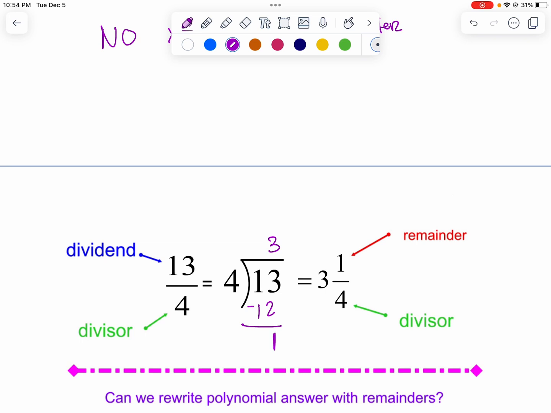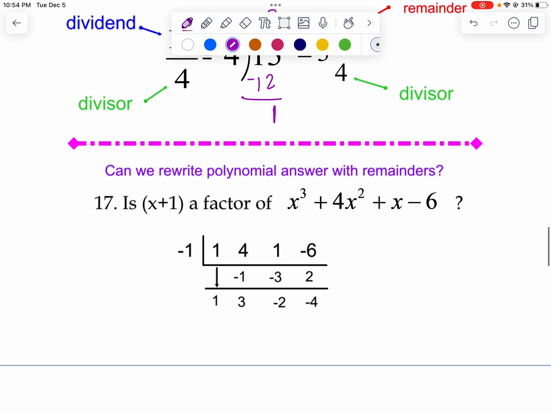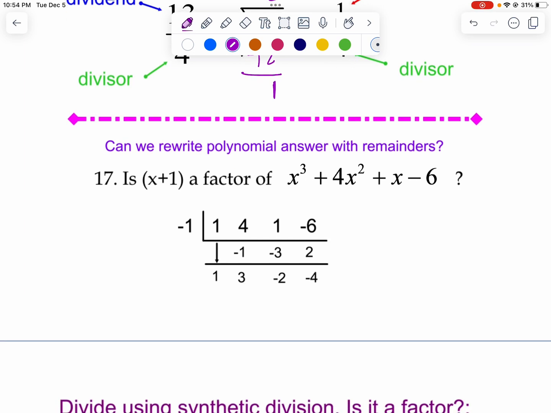Well, with regular numbers, we take that remainder and we always put it over the divisor because it's saying that I have 1 out of the 4 left over that didn't get factored into this division question. We're going to do the exact same thing here with our remainder, but we just have to be mindful of some notation. So we just looked at this question. Is x plus 1 a factor of this polynomial? We did our synthetic division. What do we get? Well, we already know we have an x squared plus 3x minus 2.